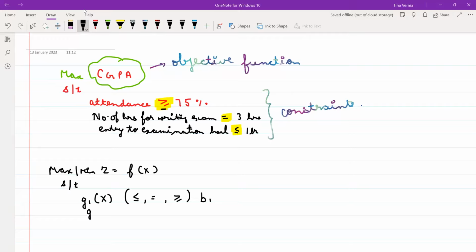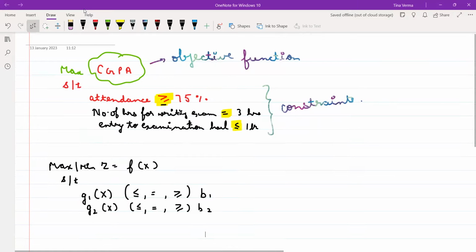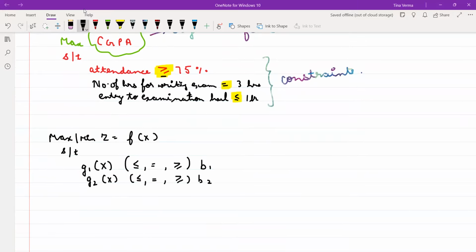This is one constraint, one condition. This can be the other. The same way I can have m conditions. Here I have used the variable x, meaning whatever you want to maximize or minimize, the conditions should also be with respect to the same variable.